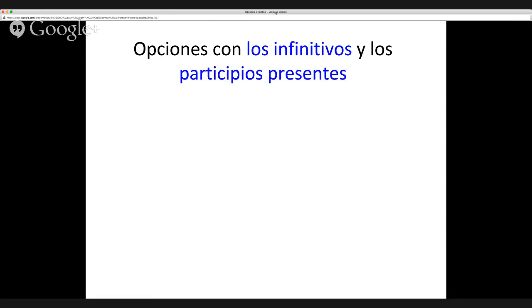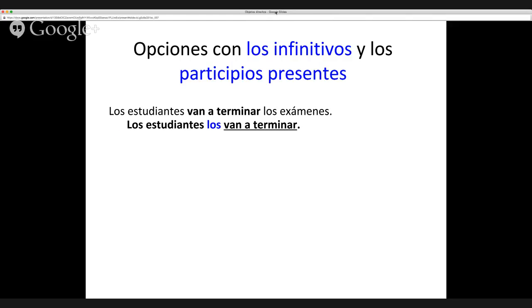Bien. When we're dealing with direct object pronouns, we have a few options if infinitives or present participles are involved. Let me show you what I'm talking about here. Los estudiantes van a terminar los exámenes. The students are going to finish the tests. In this sentence, we have an infinitive, terminar. And since there's an infinitive, you have two options where you can put the direct object pronoun that replaces los exámenes. You can do it exactly like I've taught you so far and say, los estudiantes los van a terminar.